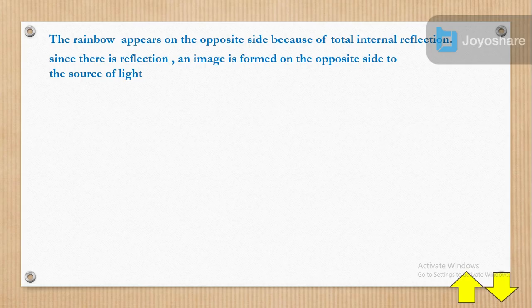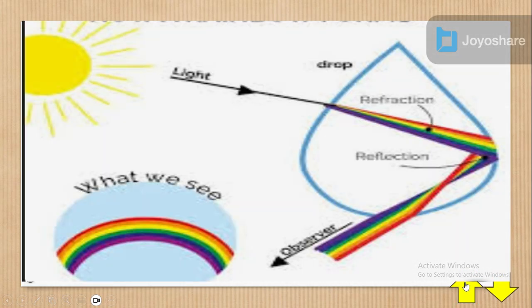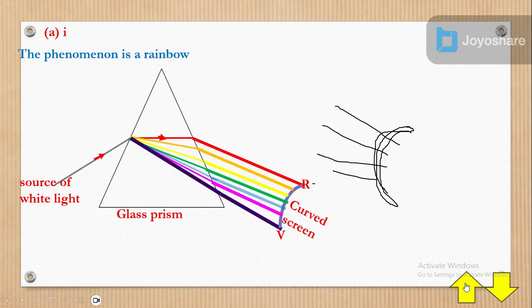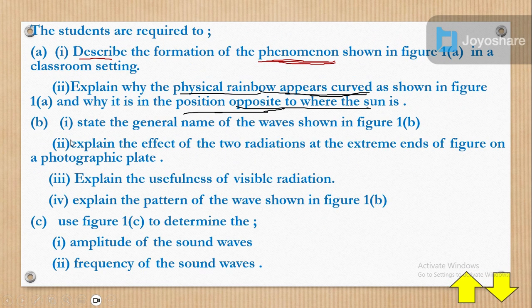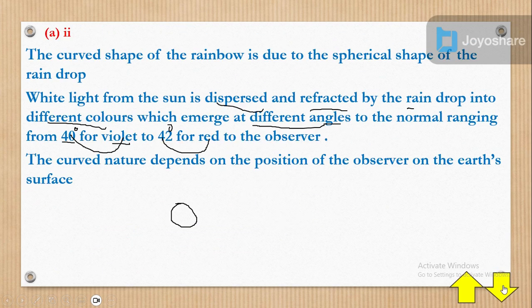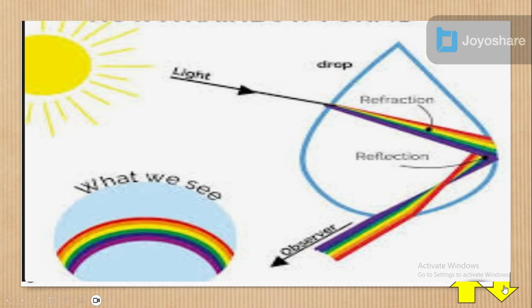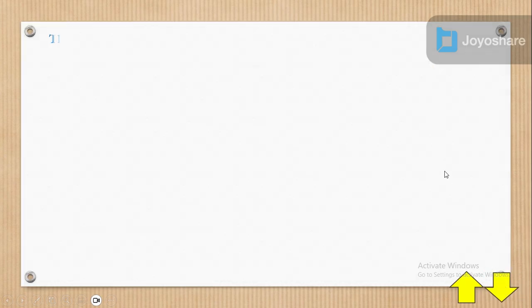Okay, good. Now let's proceed still to our part B. Part B, Roman number 1, they were asking us which type of waveform is shown here. State the general name of the waves shown in the figure. We have agreed they are electromagnetic waves. Let's go there and see.